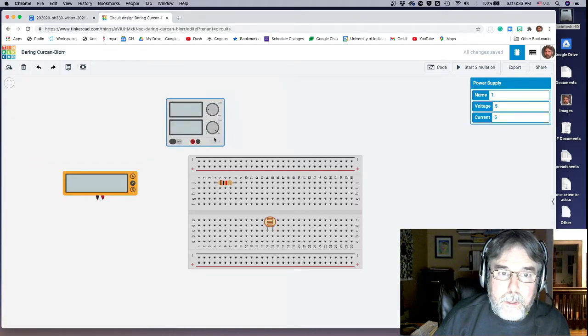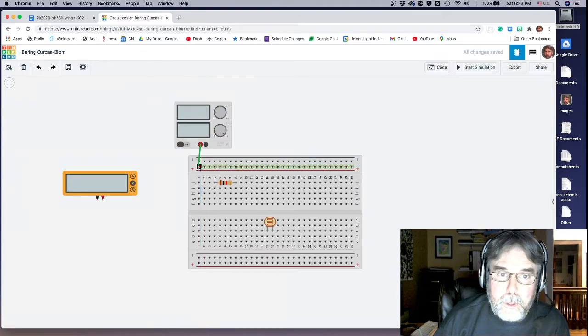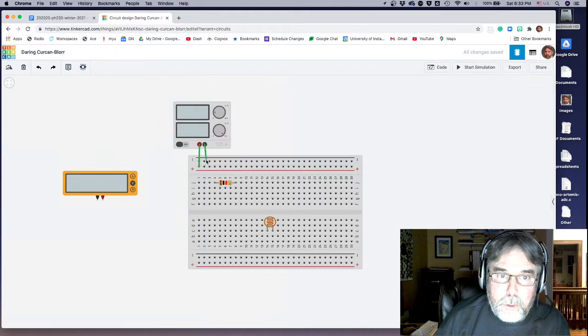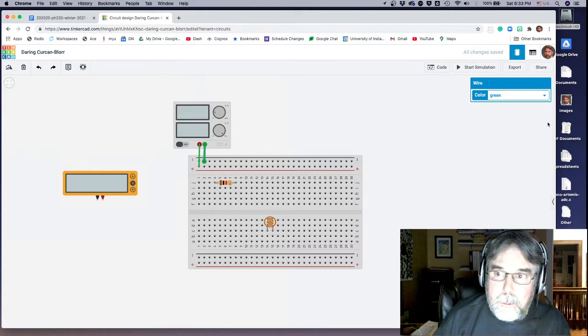So I want to hook up the power supply to the breadboard. I'm going to do it in a particular way. I'm going to connect the positive terminal of the power supply to this bottom row and the negative terminal to the top row. You'll notice they're already labeled plus and minus. To keep my head screwed on, I'm going to go ahead and change the color of these wires to red and black so they visually represent the positive and negative terminal of the power supply.